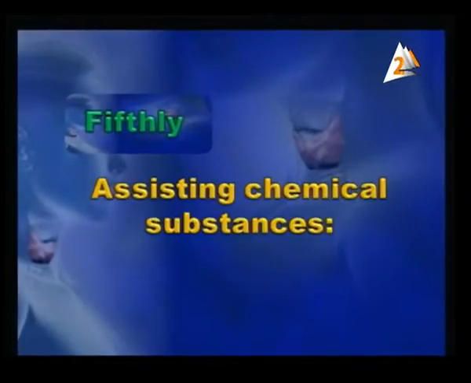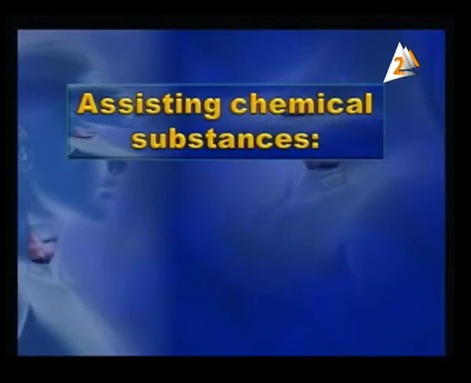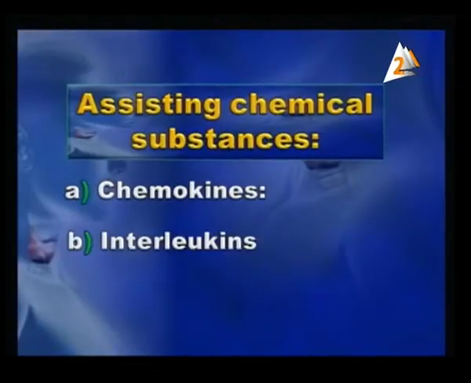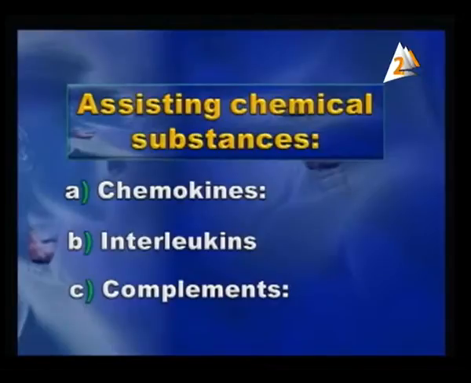The fifth point is the assisting chemical substances. They are chemicals that help and cooperate with the specialized mechanisms of the immune system, such as chemokines, interleukins, complement, and interferon. The first one, the chemokines, are attracting factors for circulating phagocyte cells to the site of microbes or foreign particles, to prevent their reproduction and spreading.